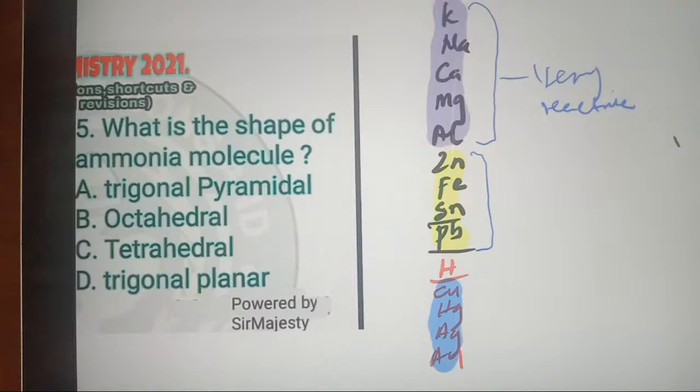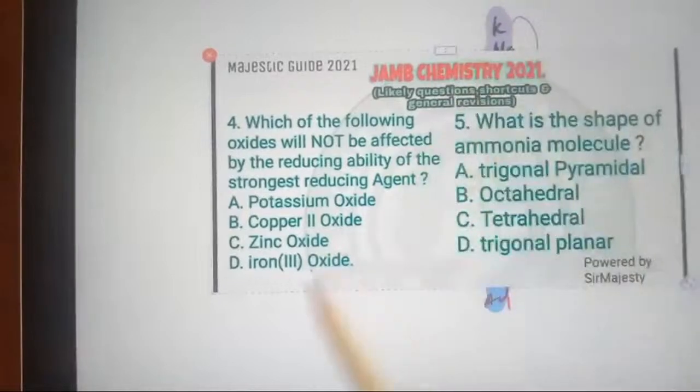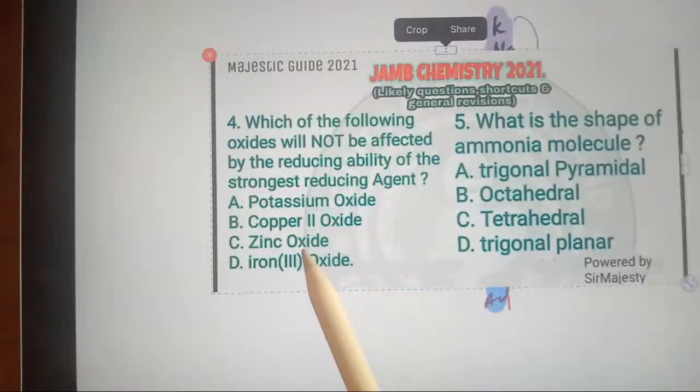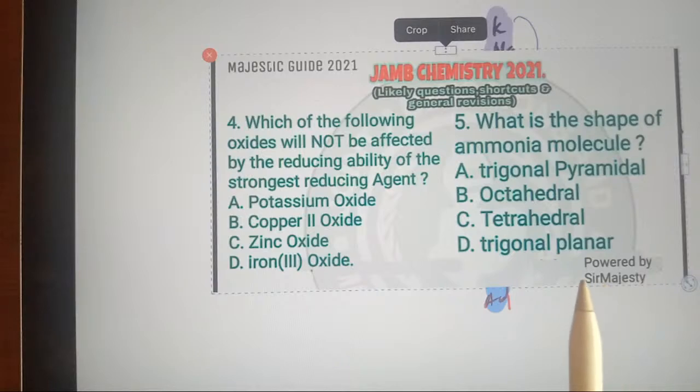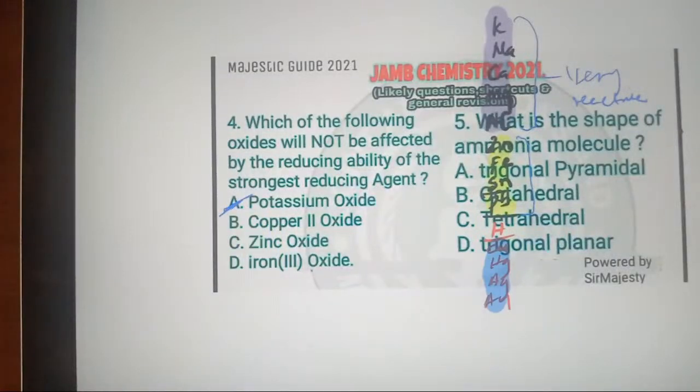So there is no reducing agent that will ever reduce the oxide of potassium, sodium, calcium, magnesium, and aluminium to its metal. Therefore, looking at question number 4, which of them? Copper is below, then zinc can be extracted by reduction, then iron. Iron(III) oxide can be reduced using carbon(II) oxide or carbon(IV) oxide. Then potassium oxide is the correct answer. The answer is A. So you cannot reduce potassium oxide using any strong reducing agent.